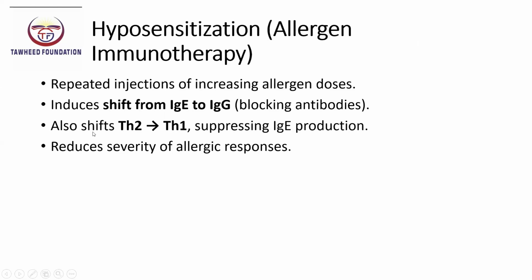Next is hyposensitization, allergen immunotherapy. Hyposensitization involves repeated injections of gradually increasing doses of allergen. This therapy induces a shift from IgE to IgG antibodies, also known as blocking antibodies.